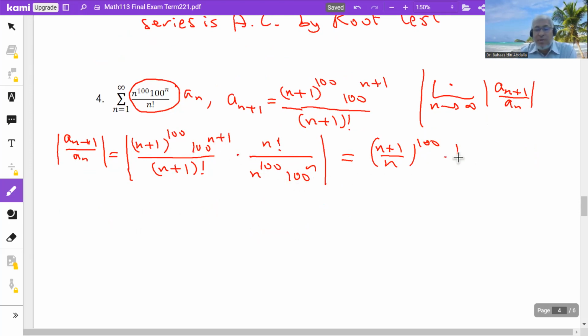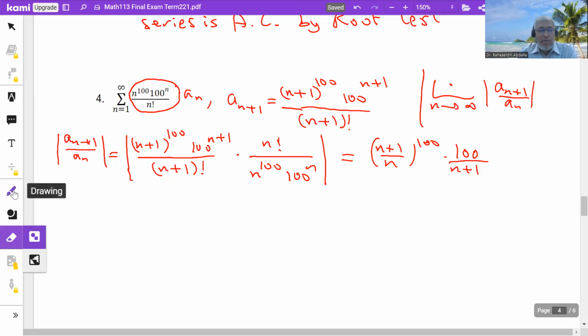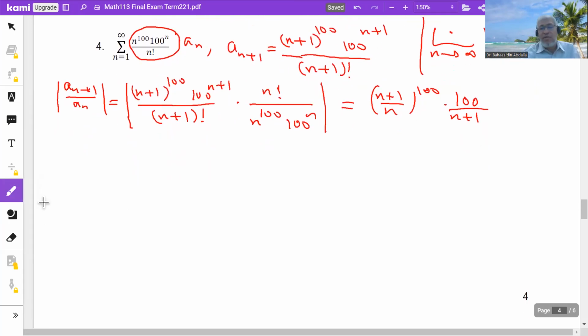I can subtract the powers because I have the same base. n plus 1 minus n is just 1. So I'll get 100 in the numerator. For the factorial, I have n plus 1 factorial and n factorial. I know that n plus 1 factorial is equal to n plus 1 times n factorial. So I can cancel n factorial with n factorial, and I'll have n plus 1 in the denominator. So this is an plus 1 over an after simplifying.